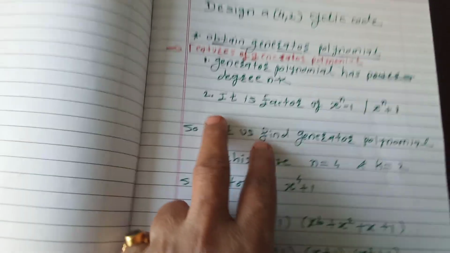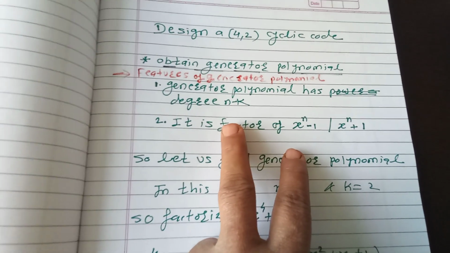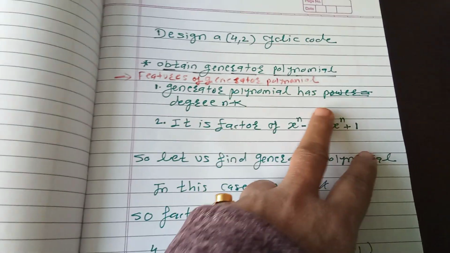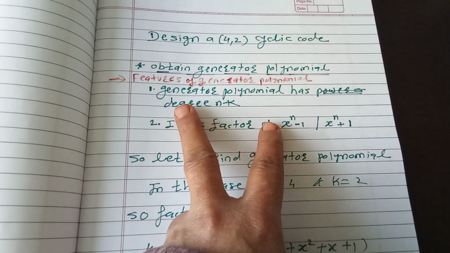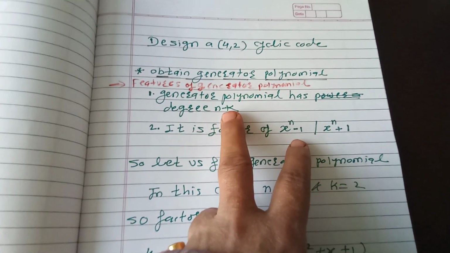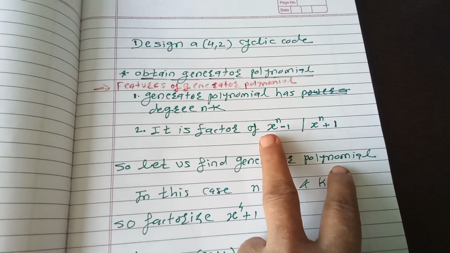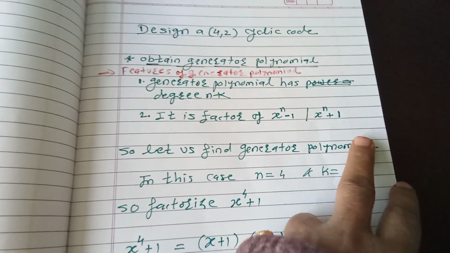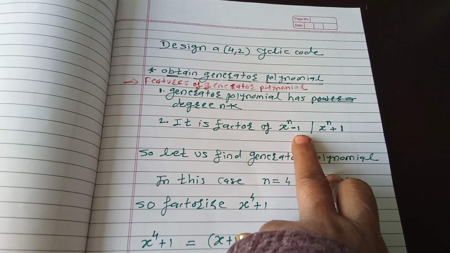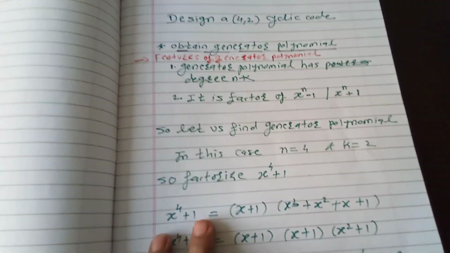We have seen in the previous video that the generator polynomial has two features. That generator polynomial has degree n minus k. What is degree? Degree is the highest power of the polynomial. So its degree is n minus k, and it is a factor of x raised to n minus 1 or x raised to n plus 1, because in mod 2 operations minus 1 is equal to plus 1. That's why you can obtain factors of x raised to n minus 1 or x raised to n plus 1. So let us do this task first.